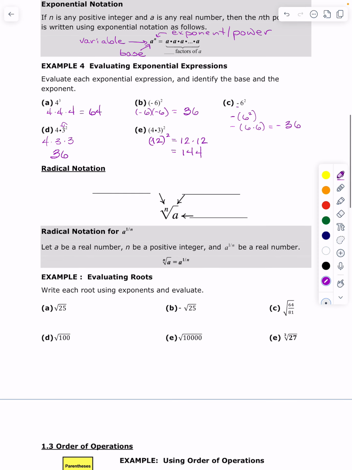Talk about radicals. We have a way to use exponents, we've got to have a way to go backwards. This little number up here is called the index.